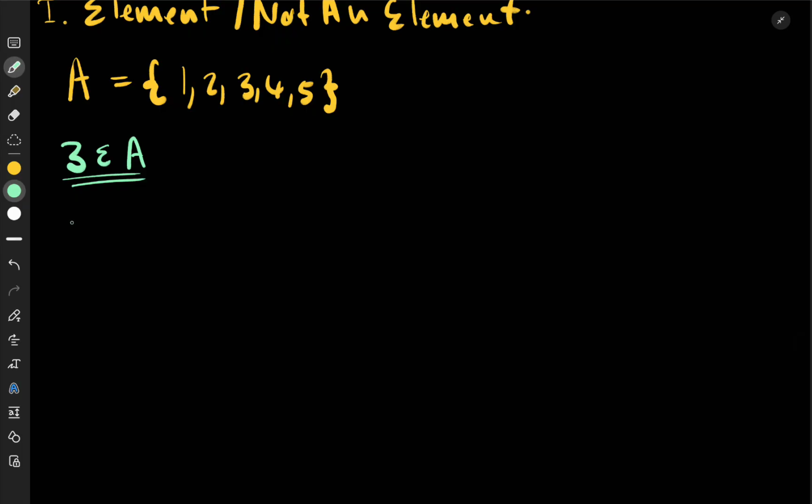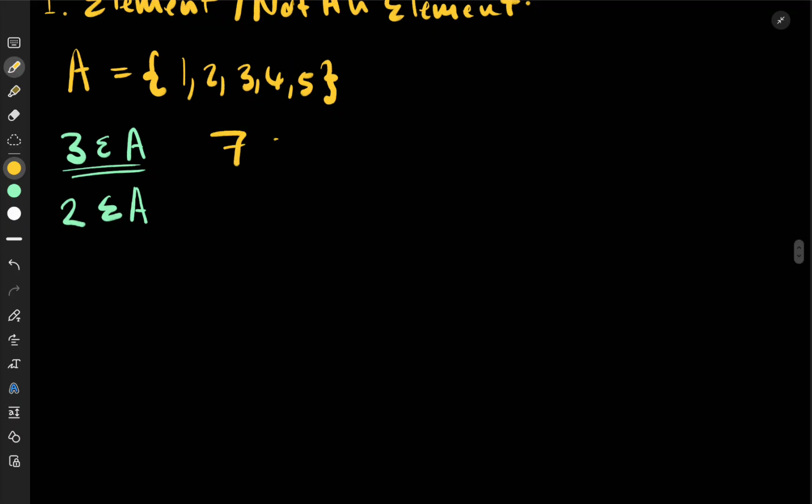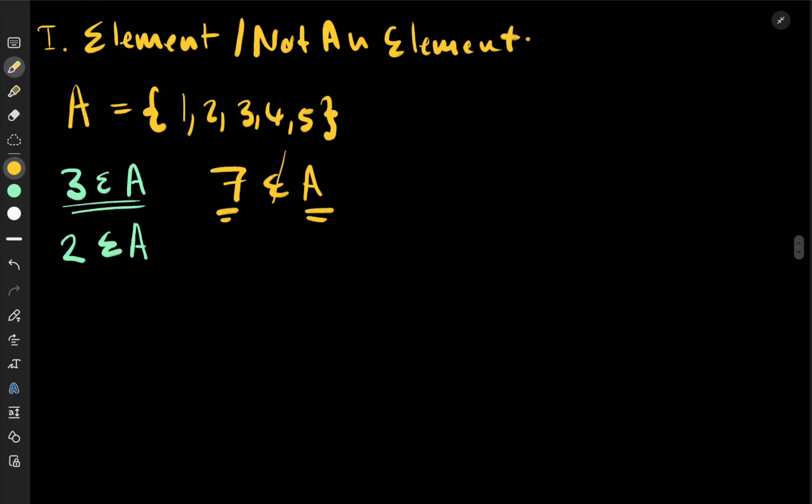Now, when you are saying something is not an element, you use the element symbol, then you slash it, right? So you can say, is 2 an element of A? Yes. So let's just say 2 is an element of A. What about if I have 7? Is 7 an element of A? No, 7 is not in A because element means it's in A. So 7, we say, is not an element of set A. You put the symbol and you put the name of the set. So you'll be saying, this 7 that we're looking at, if we go into A, we'll find it or we won't find it. If we slash it, we'll be saying we are not going to find it.